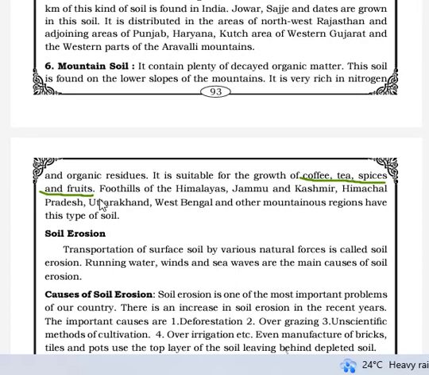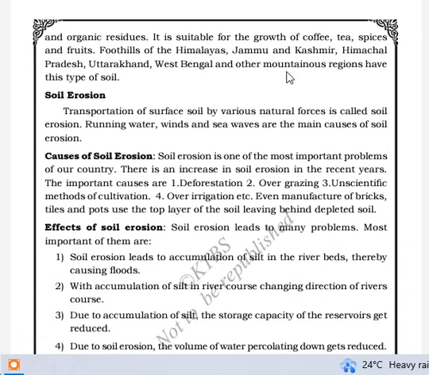Foothills of Himalayas, Jammu and Kashmir, Himachal Pradesh, Uttarakhand, West Bengal, and other mountainous regions have this type of soil. Since the name suggests that it is a mountain soil, it will be present in the mountainous areas of Himalayas, Jammu and Kashmir. At least you can remember Himalayas, Jammu and Kashmir, and Himachal Pradesh. Uttarakhand is also there. So with this, we have finished all the 6 types of soil.